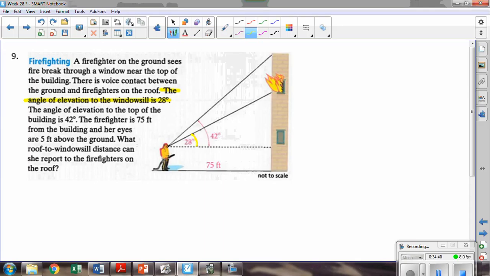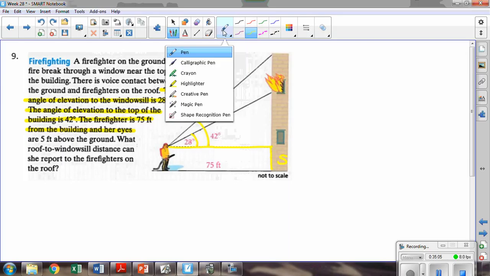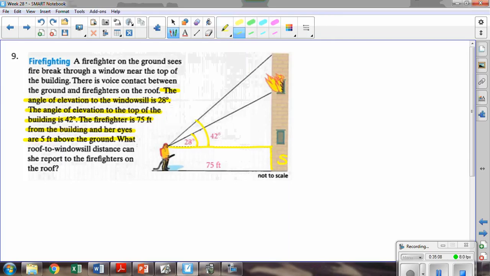The angle of elevation to the top of the building is 42 degrees. That's telling us the 42-degree angle in the picture. The firefighter is 75 feet from the building, which is simply telling us this piece is 75. Her eyes are 5 feet above the ground. So we have all of that information. Basically, all the stuff that I've highlighted there is just telling you where the picture came from, just describing what came from where.